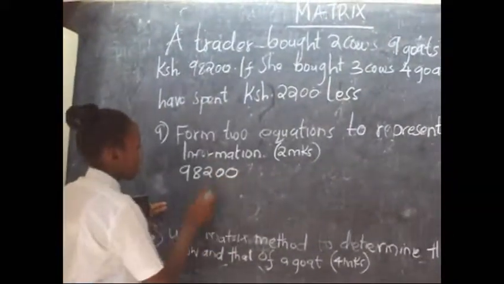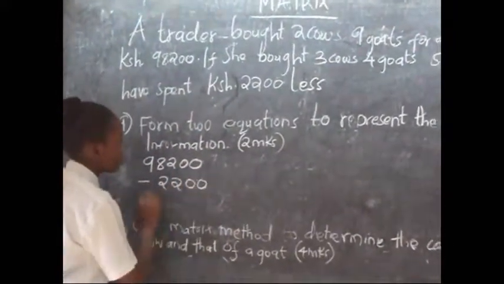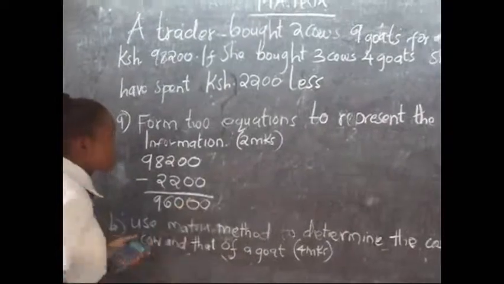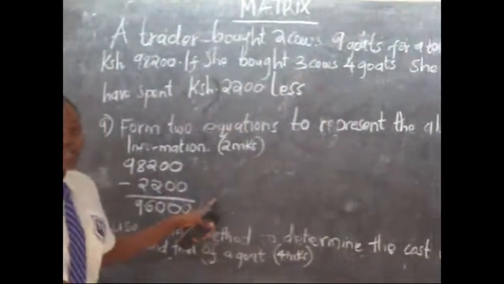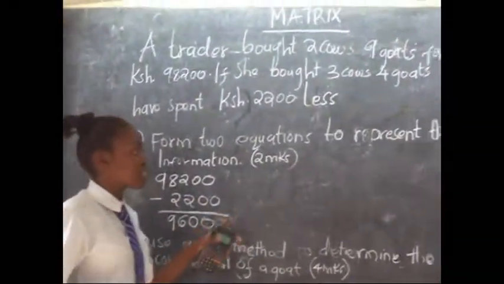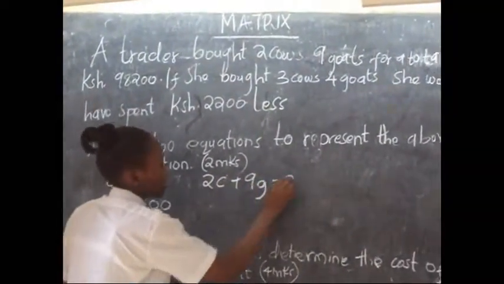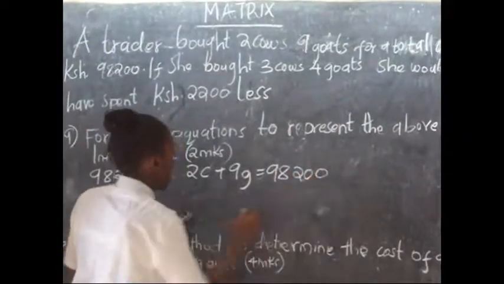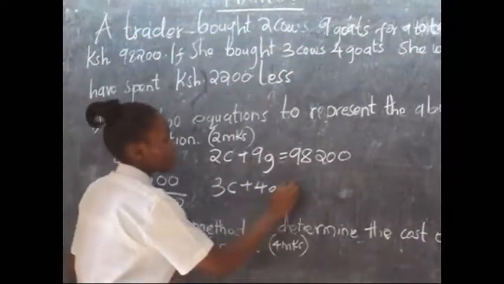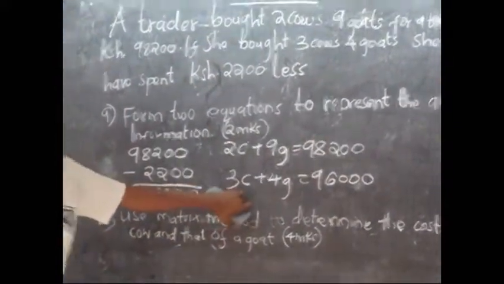98,200 was the initial buying price. Then we subtract the amount, 2,200 shillings. Our answer is going to be 96,000. 96,000 was the amount this person used if she would have bought 3 cows and 4 goats. So our first equation will be 2C plus 9G is equal to 98,200. The second equation will be 3C plus 4G is equal to 96,000. This is our answer.